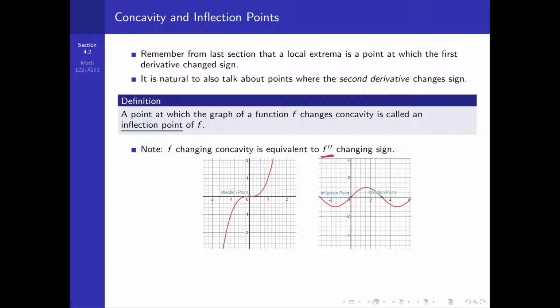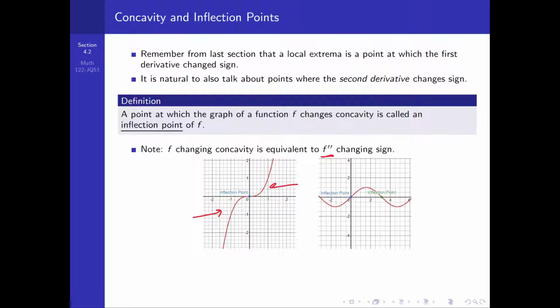So this first function on the left is actually f of x equals x cubed, and there is exactly one inflection point where the function is changing concavity. And that inflection point is occurring at x equals 0. So if you look to the left of x equals 0, you see that the function is concave down, and then as we move to the right of x equals 0, the function is concave up. So the second derivative is changing from negative to positive, in this case at x equals 0.